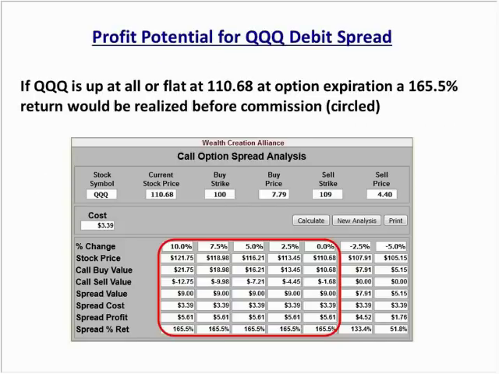So we can see if QQQ was flat or up at all at option expiration, we'd have a 165% return. If it's down 5%, we would have a 51.8% return.